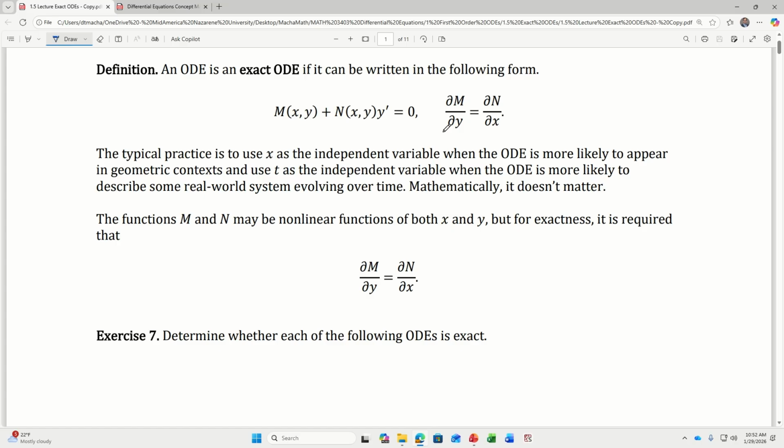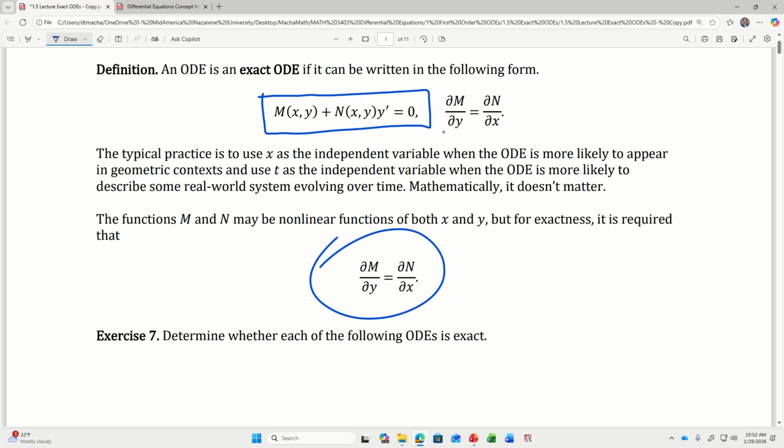For it to be exact, you have to be able to write your ODE in this form, and this has to be true as well. This criterion has to be true, which is to say the partial derivative of that M function with respect to y has to be equal to the partial derivative of that N function with respect to x. Sorry, it's an x.